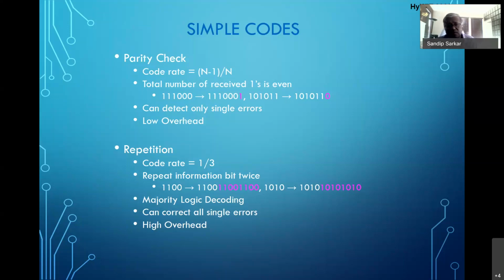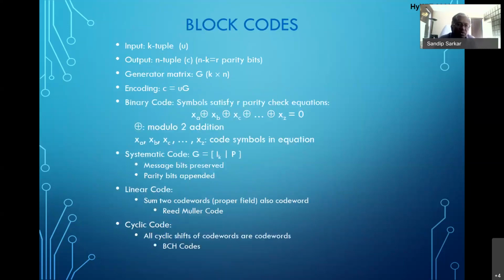So obviously, we should be able to do something smart in the middle, where we can detect some amount of errors without incurring so much overhead. And the block codes do exactly that. Typically, the way the block code works is that you have an input k-tuple and an output n-tuple, with r parity bits given by n minus k. The encoding is done through a generator matrix, which is k cross n, so that your code word is UG. A binary code typically will have r parity check equations of the form that I have shown you, where the plus means modulo 2 addition.